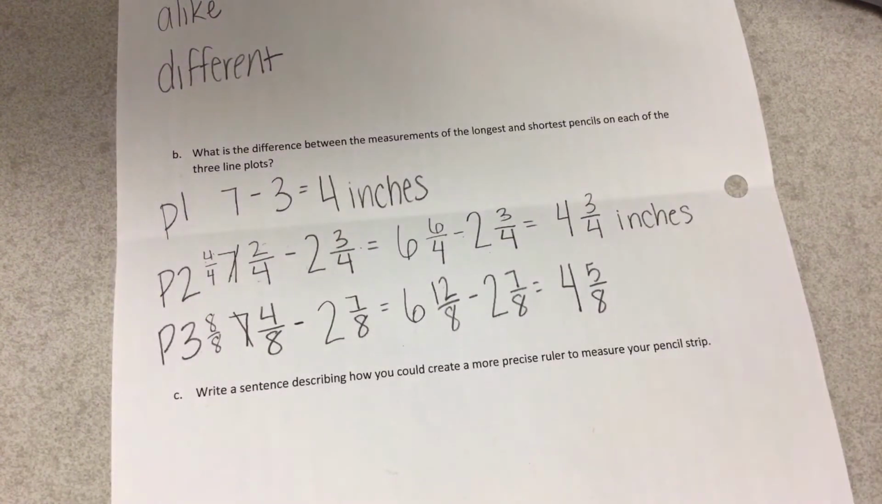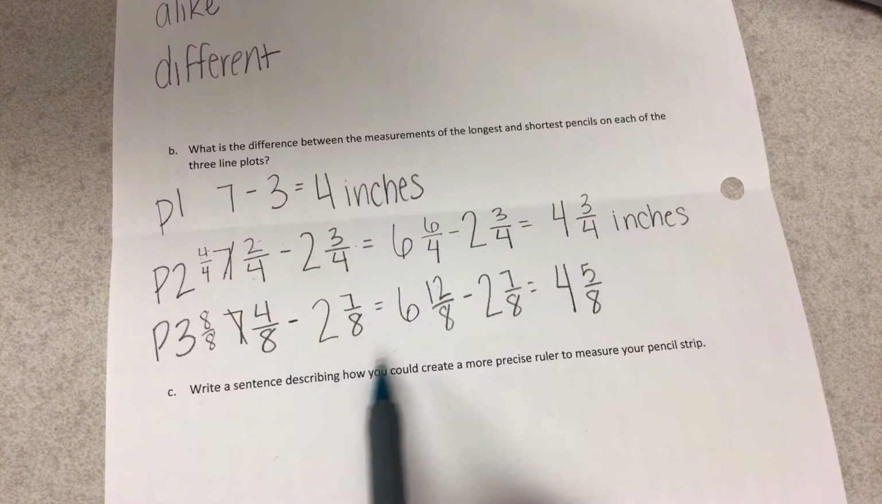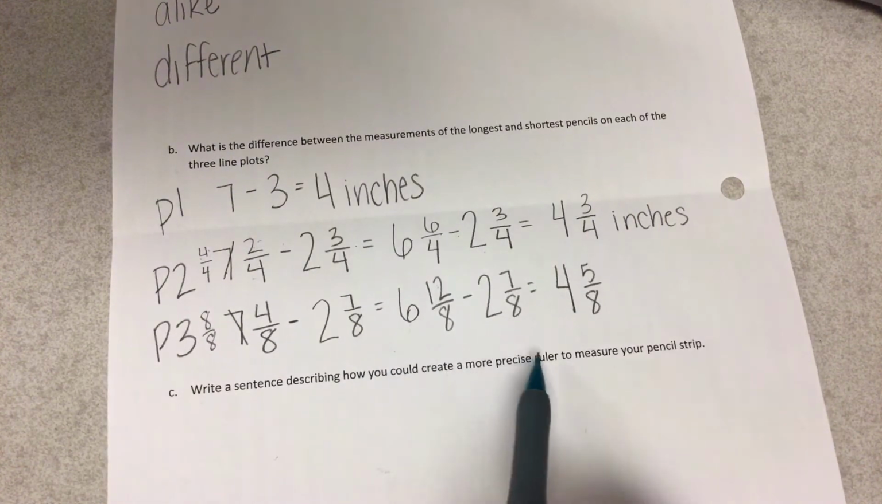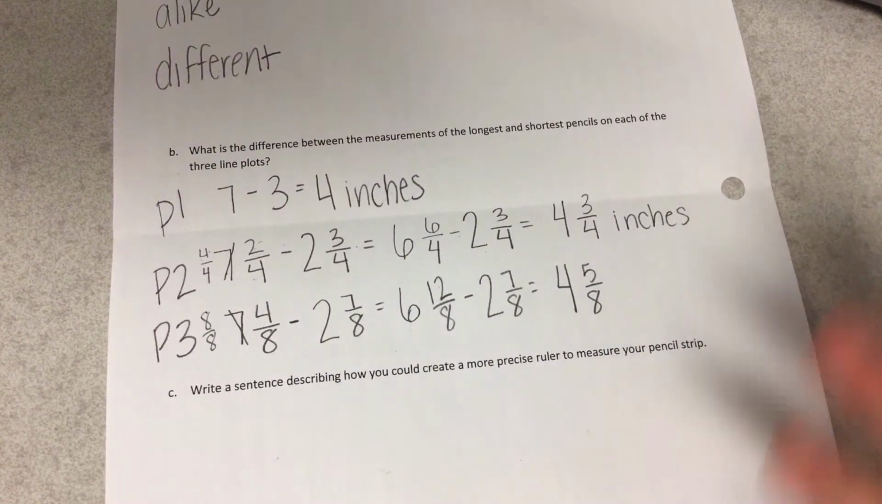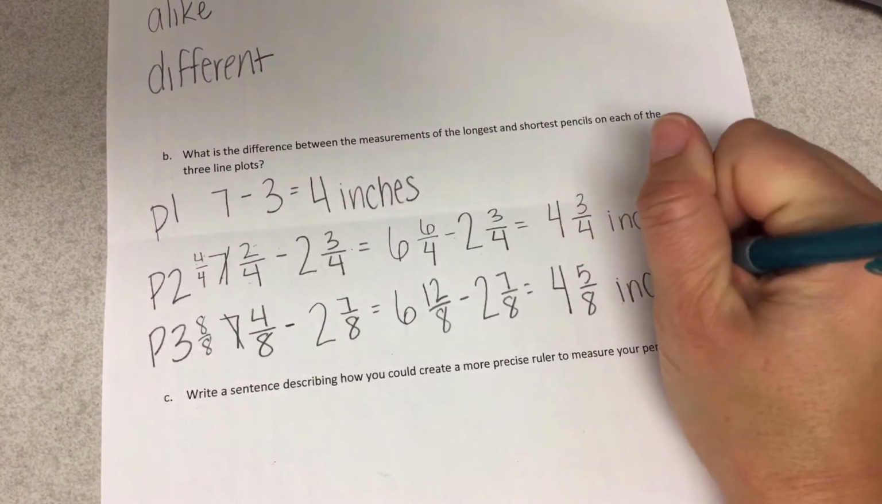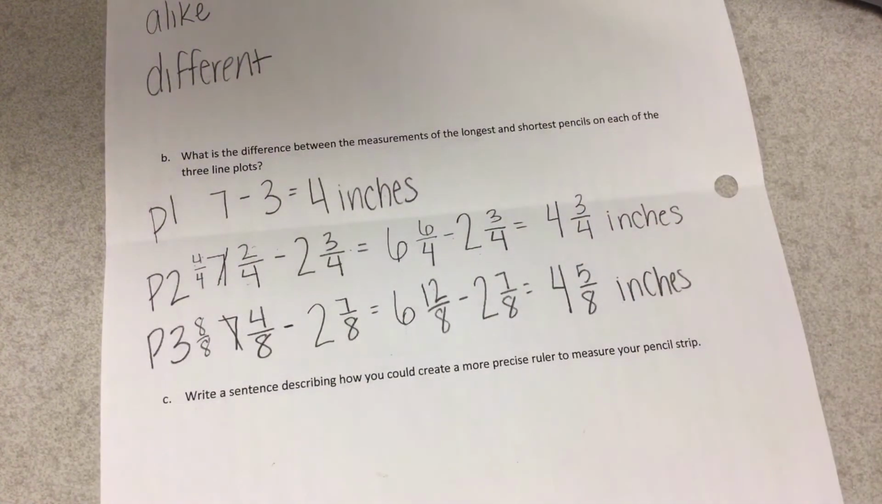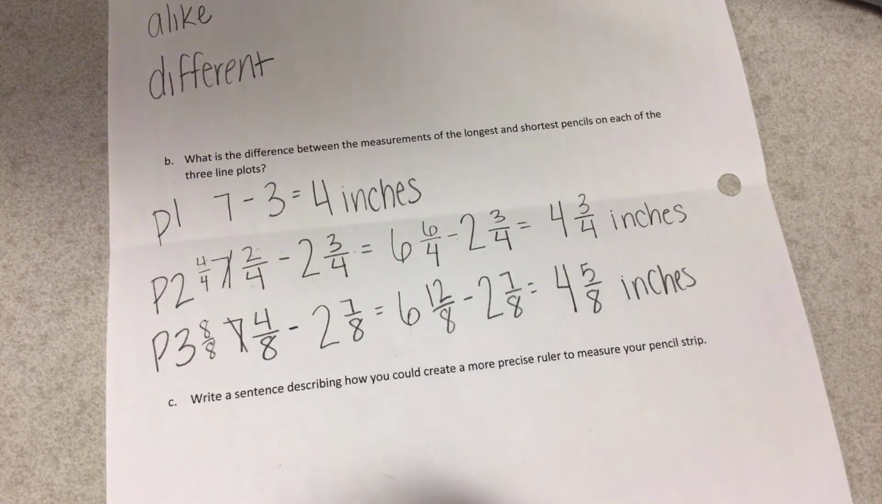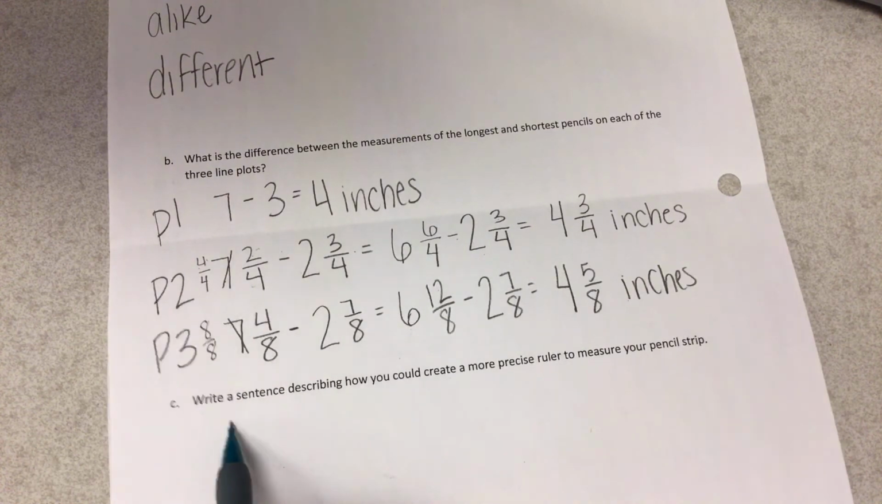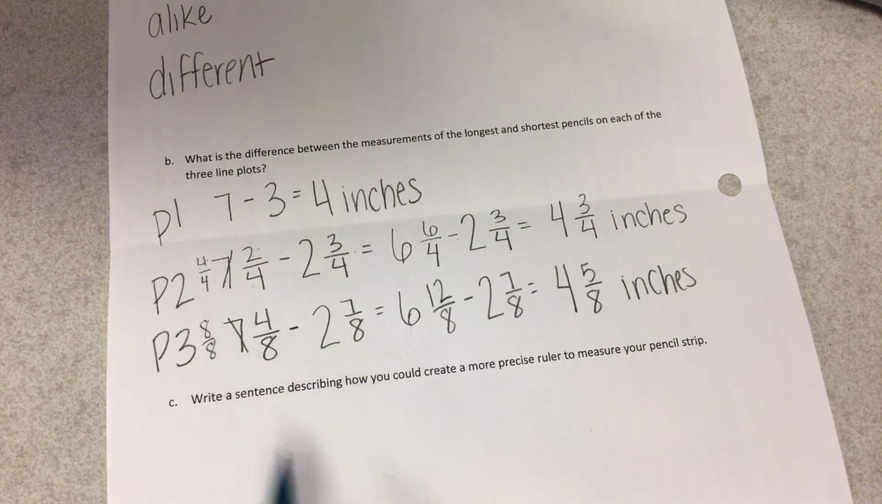Okay. And it says, write a sentence describing how you could create a more precise ruler to measure your pencil strip. Now to create a more precise one, I'm going to label this inches. To create a more precise pencil strip, what would happen is you would continue to make your inches continue to be smaller. So you might have a 9th, a 10th, a 12th. Maybe you would make a pencil strip that would be to a 12th of an inch. So I want you guys to write a sentence describing how you could create a more precise ruler to measure your pencil strip.